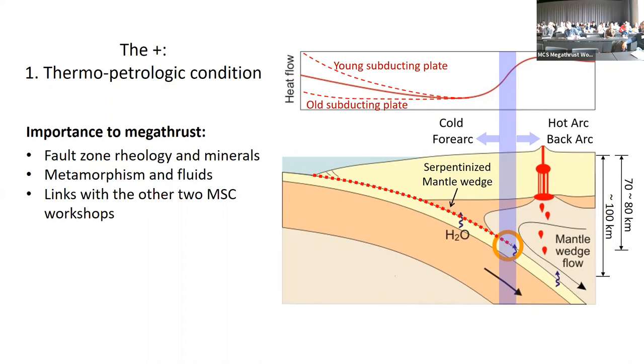If you have a young subducting plate, you have a warmer or slower subduction, and warmer conditions. If you have an old cold plate, you have colder conditions. They cause a systematic difference across the whole subduction zone spectrum. Let's take two examples. Let me first explain the reason for the difference.